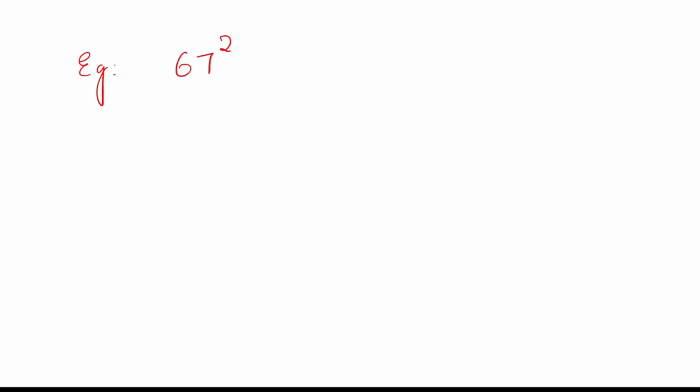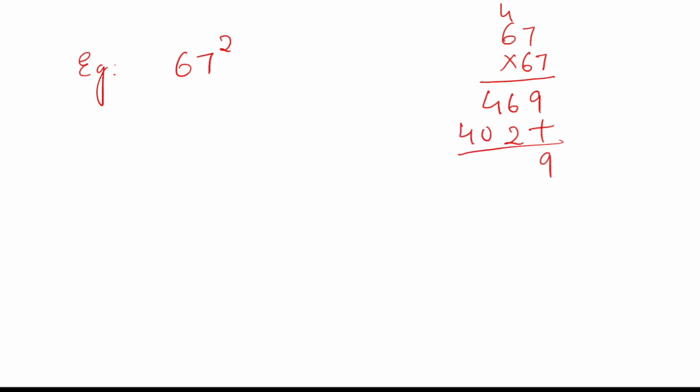67 square. Traditionally, how do we do it? We multiply 67 into 67, isn't it? 7 sevens are 49. 7 sixes are 42 plus 4 is 46, plus 6 sevens are 42. 6 sixes are 36 plus 4 is 40. So it is 4489. So it takes a long time, but in a shortcut way, how can we find out the square of such a big number?